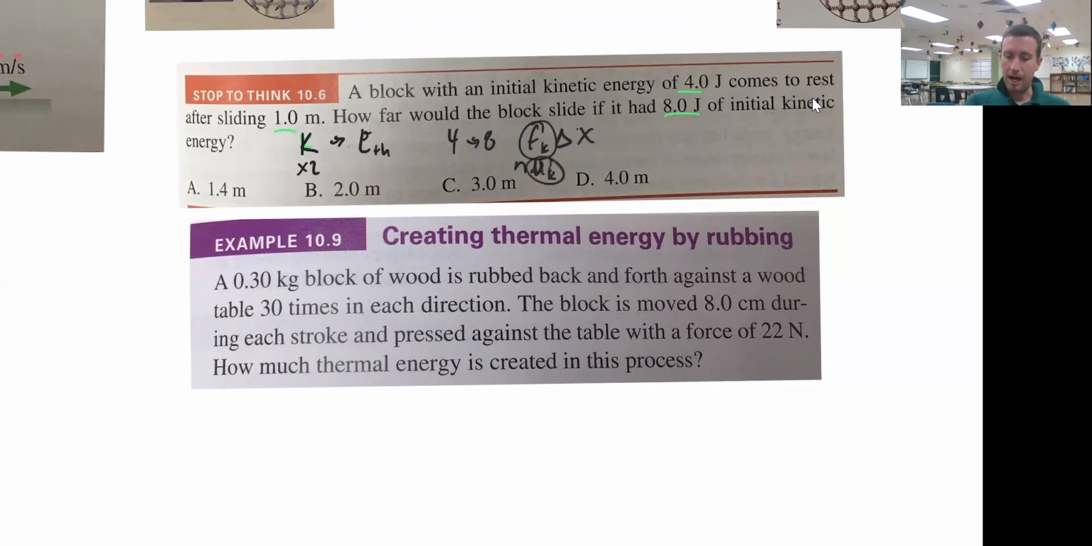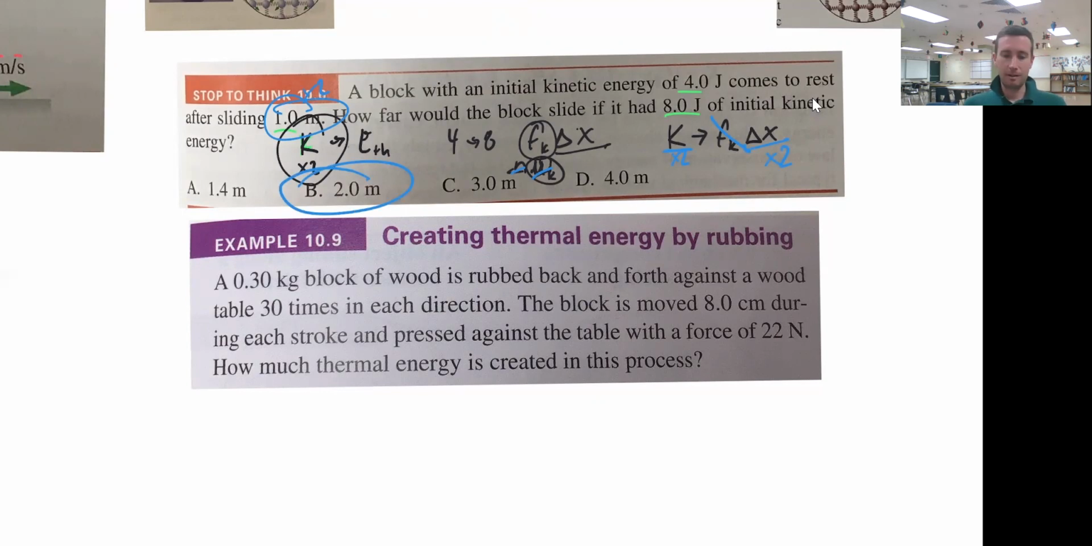That should be controlled by the object, so that doesn't change. Normal force is based off of the weight of the object, so that doesn't change. So if I double the kinetic energy, I should double the distance that's traveled, because that is kinetic energy equals force of friction times the change of x. But I know that the force of friction is going to stay the same based off of the normal force and the coefficient of friction. So whatever change I do there times 2, I should do to the change of distance times 2. So it was 1 meter times 2 gives me 2 meters, B.